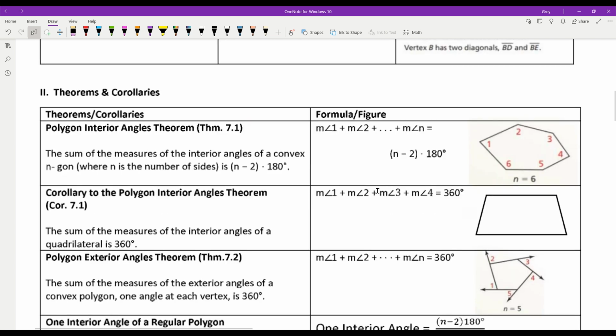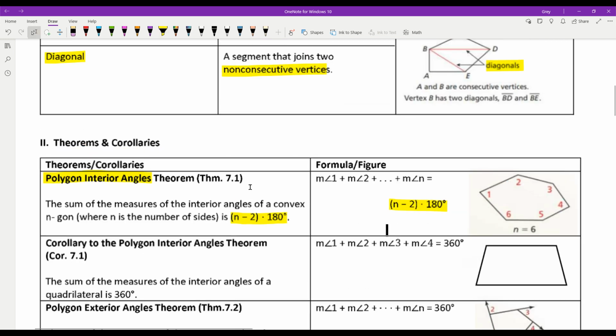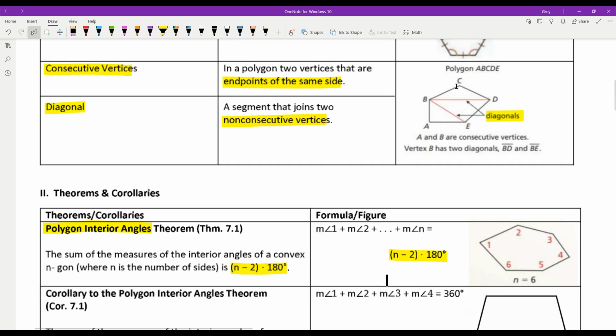First off, the polygon interior angles theorem: the interior angles of a polygon always add up to (n minus 2) times 180, which it says right here. If you were to do this several times, this right here has 1, 2, 3, 4, 5 sides. When I draw the possible diagonals from one point, with 5 sides, I now have 3 triangles.